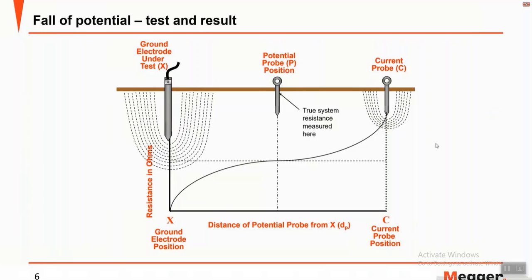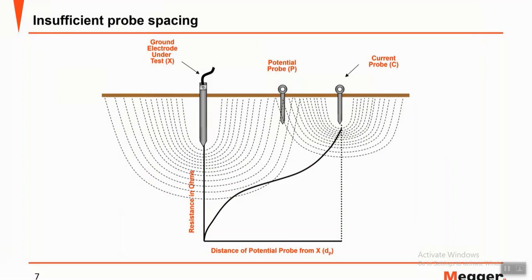Okay, next. You need to avoid this condition. In case the potential rod is placed too close to the electrode under test, then interference of the electrical field will happen, and there will be overlap between both electrodes. So in this condition, you will not get the true or correct measurement.